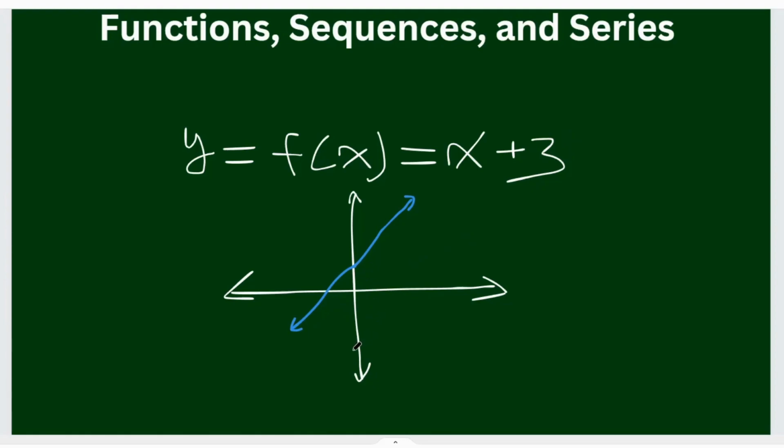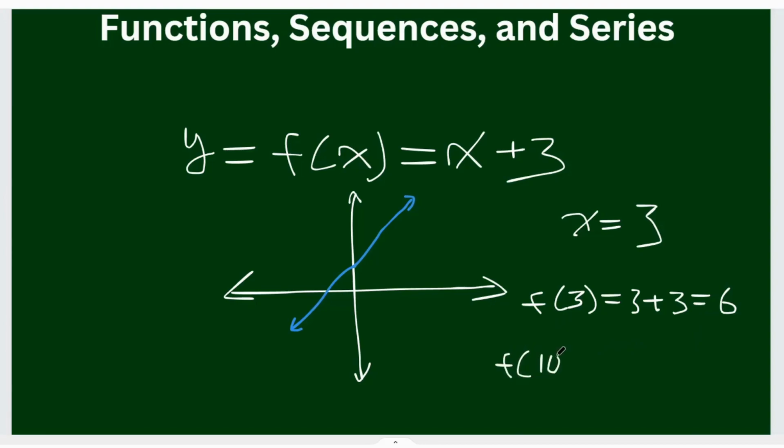And here, x can be any real number. So for instance, if x is equal to 3, then you're looking at f(3). What is f(3) equal to? For this, you substitute x with 3, so that's 3 plus 3. Now, f(3) would therefore equal 6. And also, if you did f(10), for example, then you would get 10 plus 3, which is equal to 13.